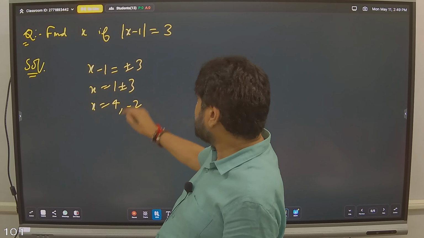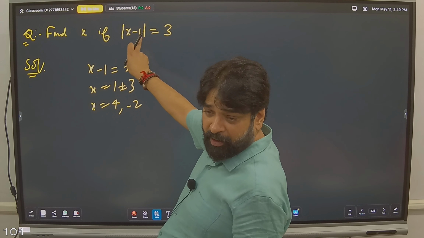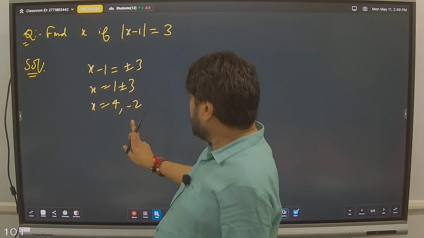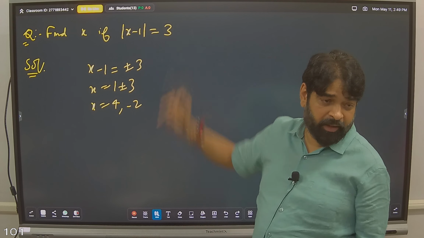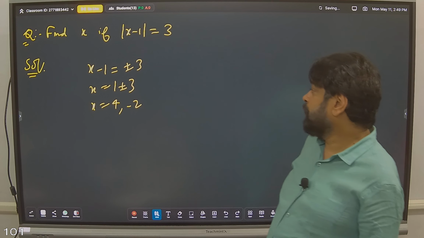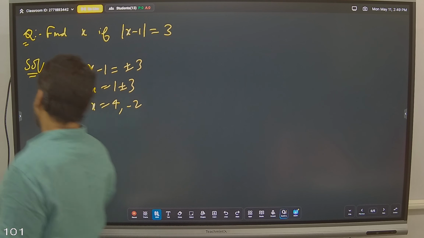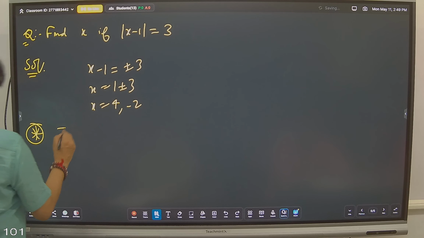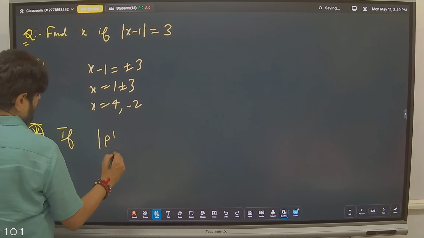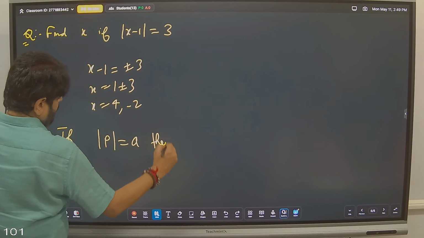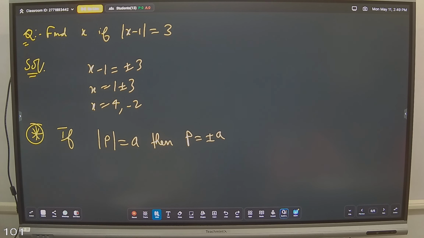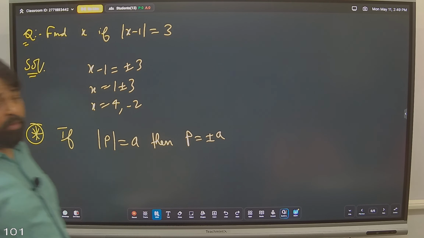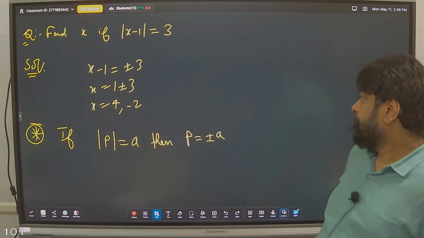You can verify also. Put 4 here, 4 minus 1 is 3, mod 3 equals 3, correct. Put minus 2, minus 2 minus 1 is minus 3, mod of that is again 3. Are you getting my point? So there are two choices. So always remember, if mod p equals a, then p will be equal to plus minus a.